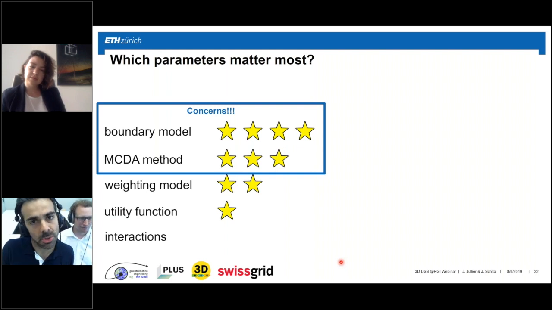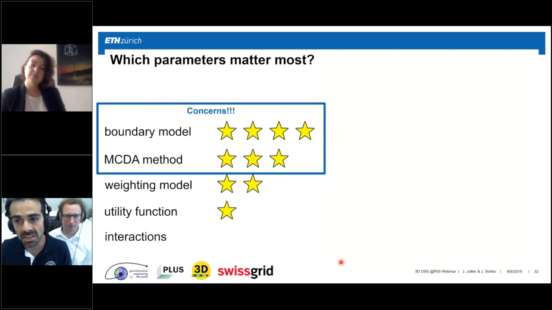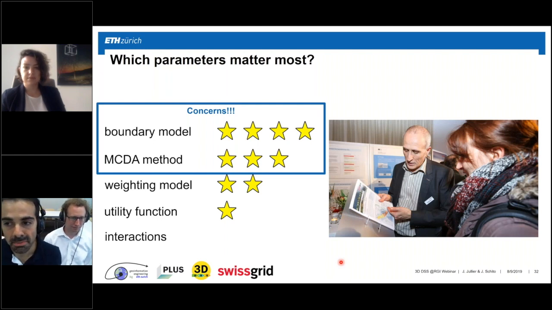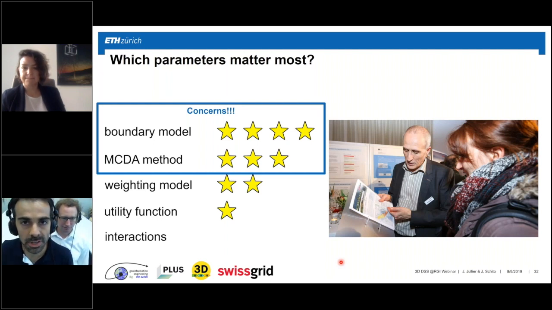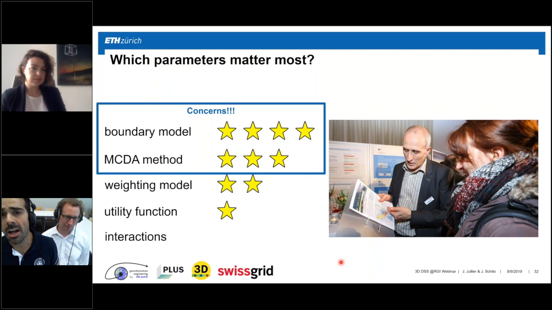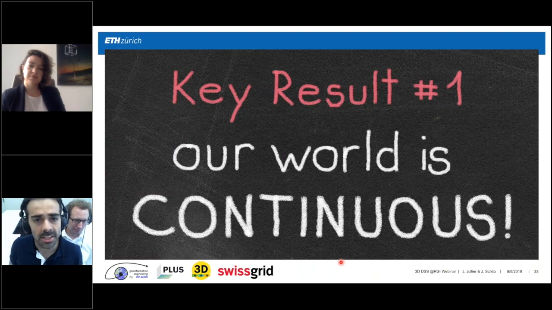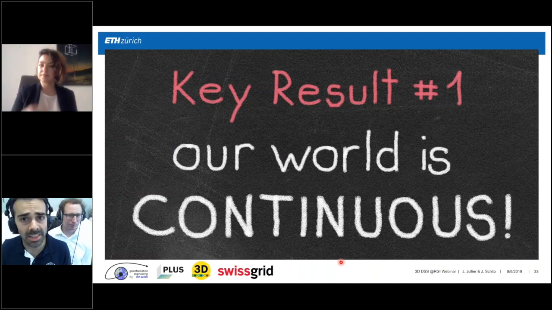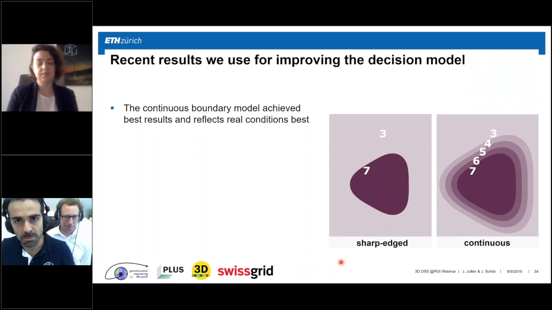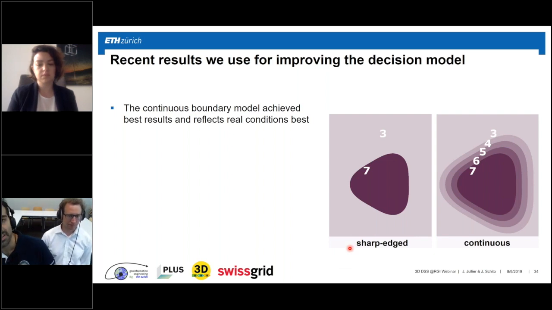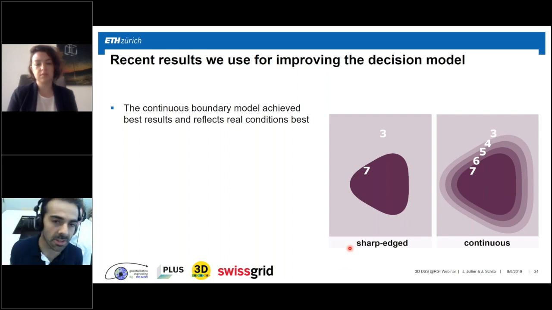And these both represent concerns of citizens you can tackle by applying this tool, perhaps in a workshop together with citizens when you are informing affected citizens about the future project. So one key result is our world is continuous. It is not sharp, it is continuous, because we know that the results are more reliable if you consider continuous borders. As you see there on the right, continuous instead of sharp-edged. That's one key result we have.